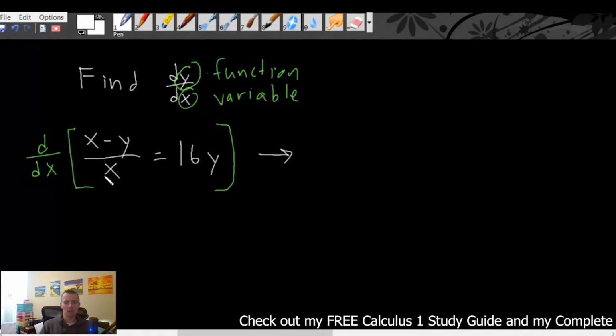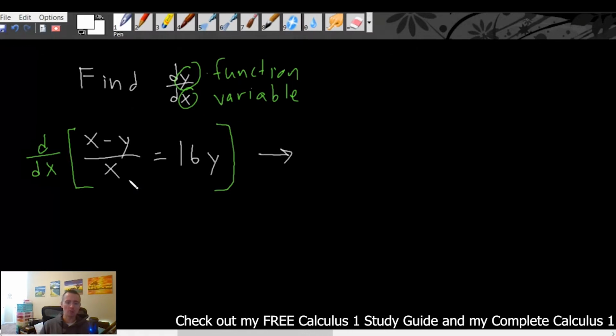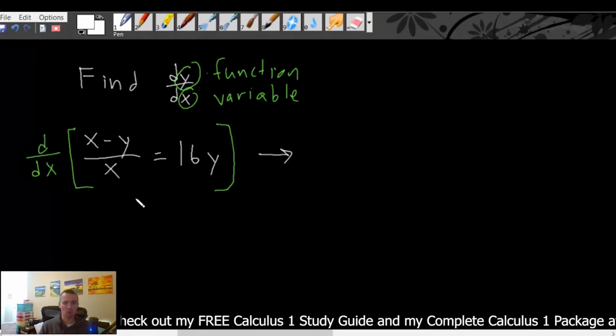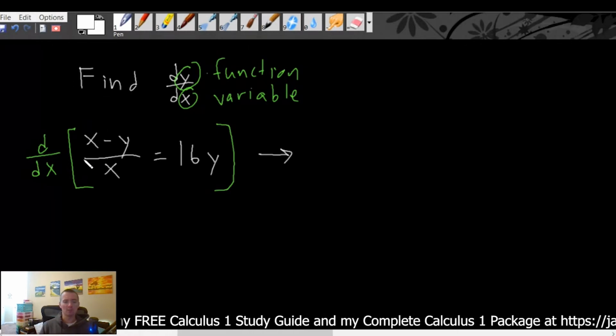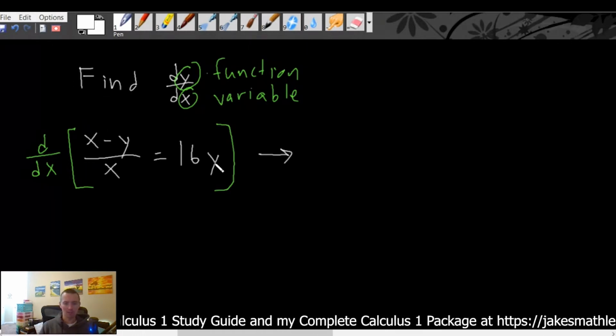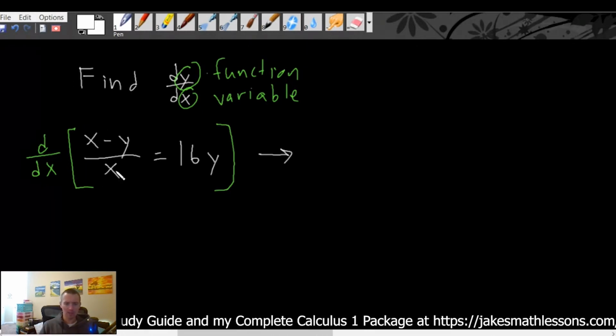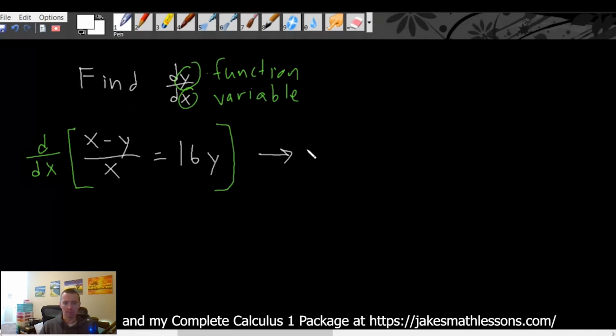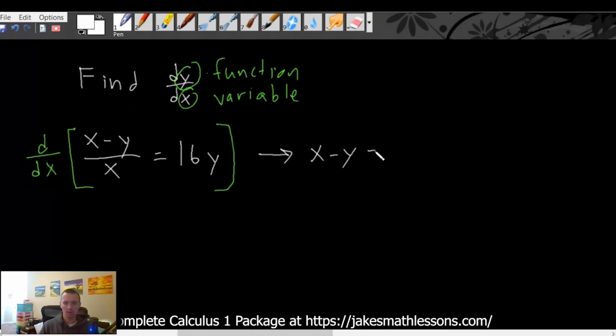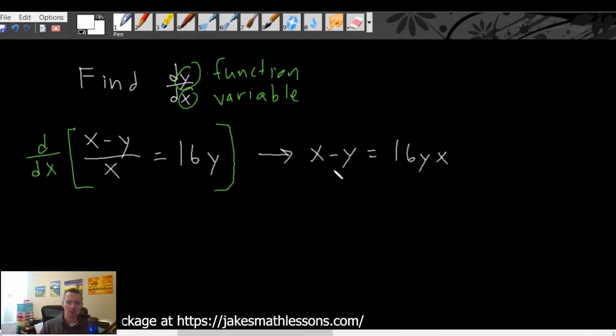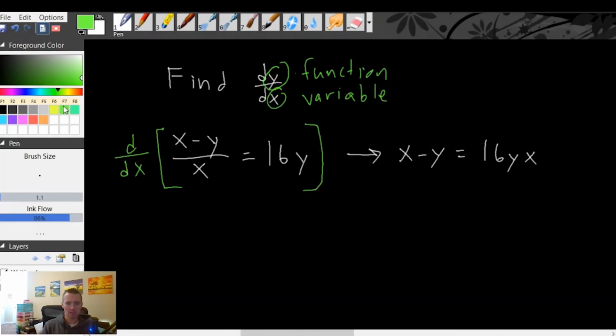And what I mean by that is, if we think about how to get rid of this fraction, because quotient rule can be kind of messy, we would basically just multiply both sides of our equation by x. That would cancel the x down here and move it over to the right side. So we would get x - y = 16y times x. So I think honestly, this is going to be easier to take the derivative of with respect to x. So that's what I'm going to do in this case.